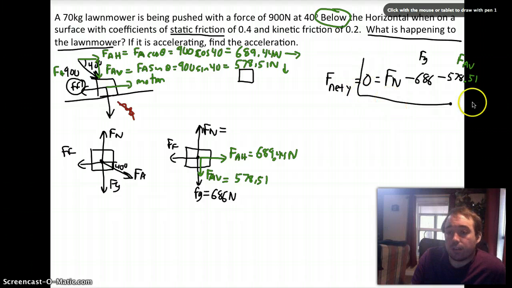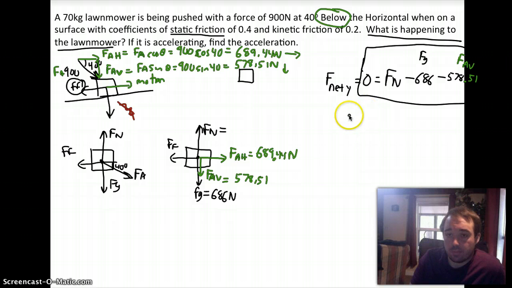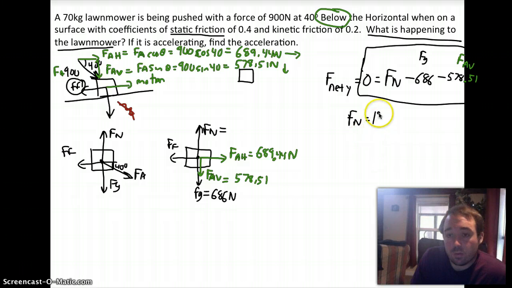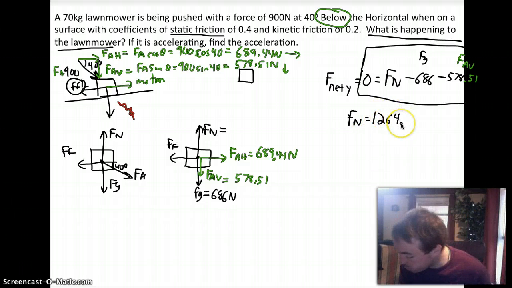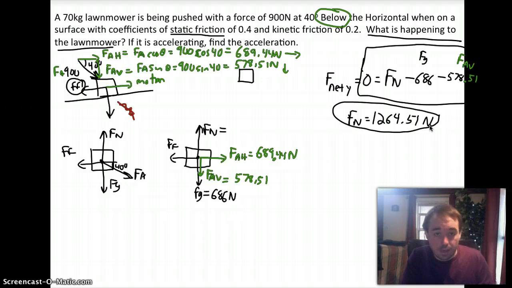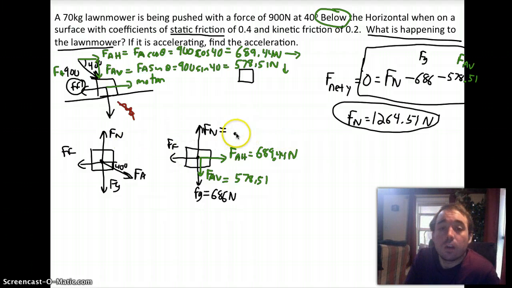So I have to solve this equation for normal force. Solving all that out, my normal force is 686 plus 578.51, so my normal force is 1264.51 newtons. Remember, the ground pushes exactly what it has to. If I push harder on the ground, the scale reads more, the apparent weight seems more. So my normal force is 1264.51.